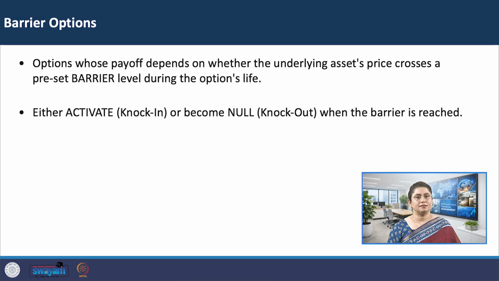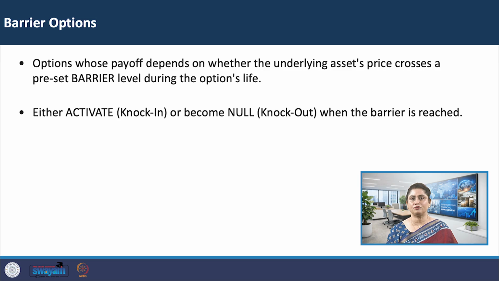Now let us discuss barrier options, one of the most widely used exotic options in practice. Unlike conventional options, barrier options have payoffs that are triggered only when the price of the underlying asset crosses a preset level called the barrier. These options either activate, called knock-in, or become null, called knockout, depending on whether the asset's price reaches the barrier level or not.